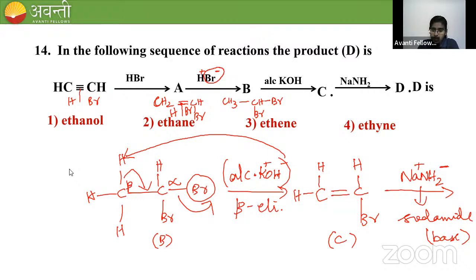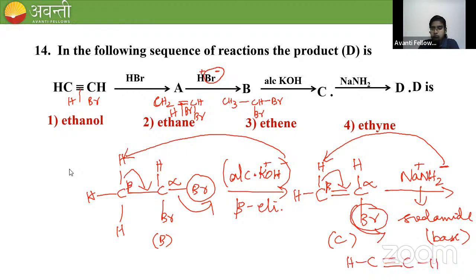Now who is the beta hydrogen? This is alpha and this is beta, and these two are the beta hydrogens. So it eliminates this, shifts the bond here, and the C-Br bond breaks and goes off. So we have CH triple bond CH. So this is compound D.